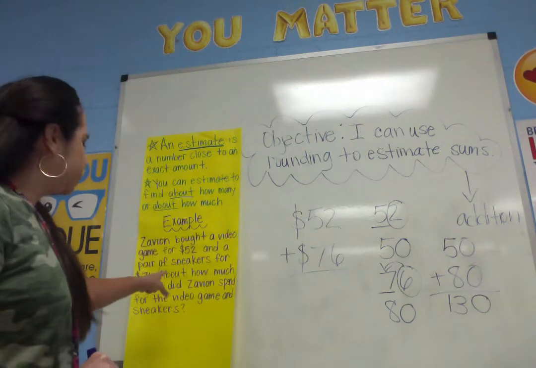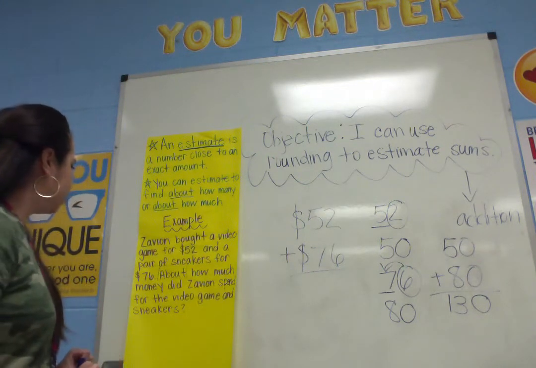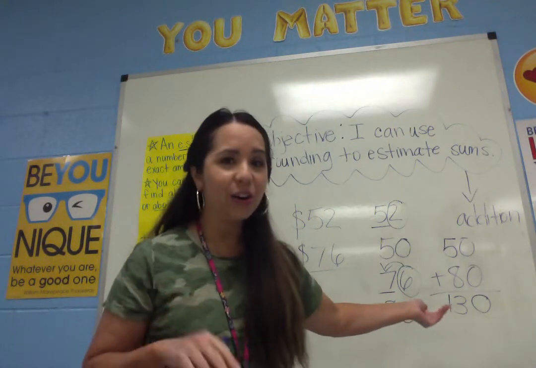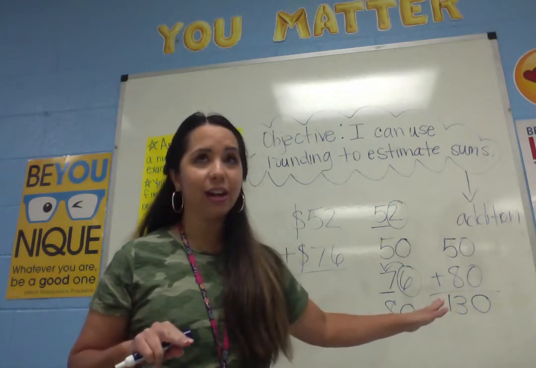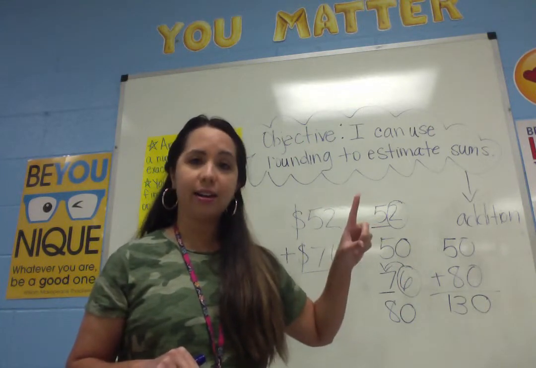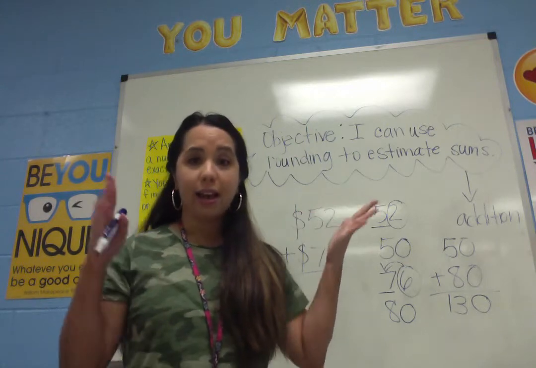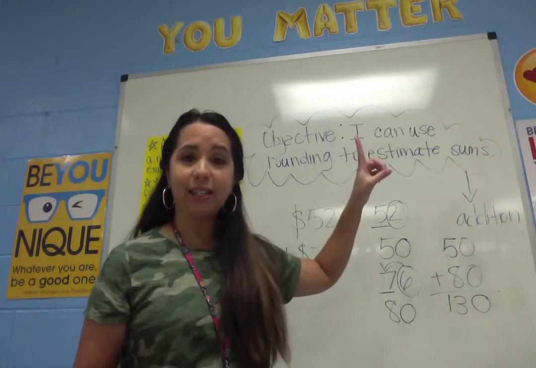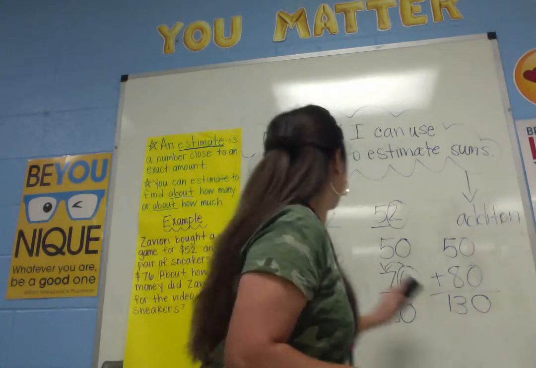So, back to the word problem. About how much money did Xavion spend for the video game and sneakers? He spent about $130. Remember, 130 is not the exact answer. It is an estimate, all right? And that is our goal today. We're not adding numbers to get the exact answer. We are estimating. And how are we estimating? We are rounding. We're rounding to the nearest tens or hundreds, okay? All right, I'm going to do another one.